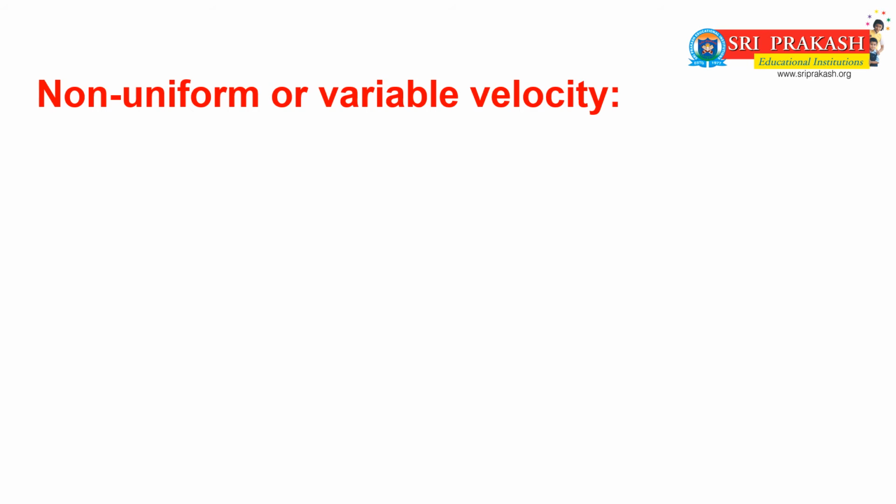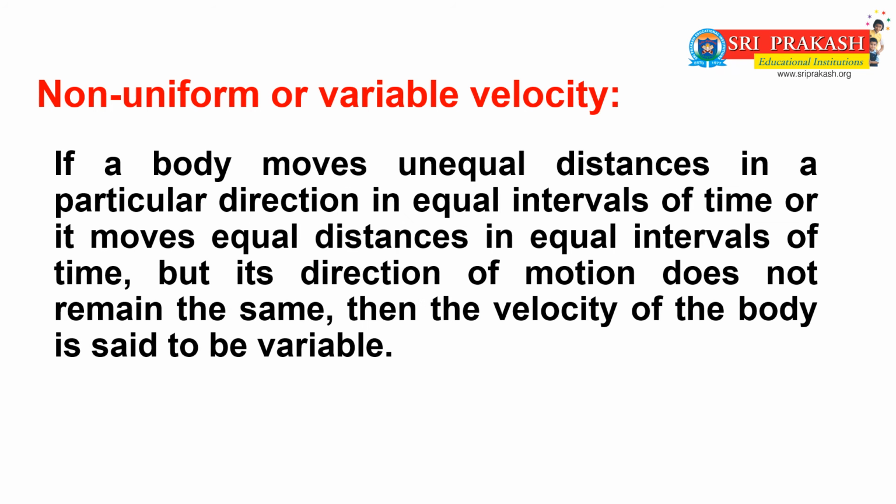Non-uniform or variable velocity. Most of the moving objects which we see around us move with non-uniform or variable velocity. So velocity is considered to be changed if the direction of motion changes or if the body does not cover equal distances in equal intervals of time in a particular direction. In both cases, the velocity is said to be variable or non-uniform.